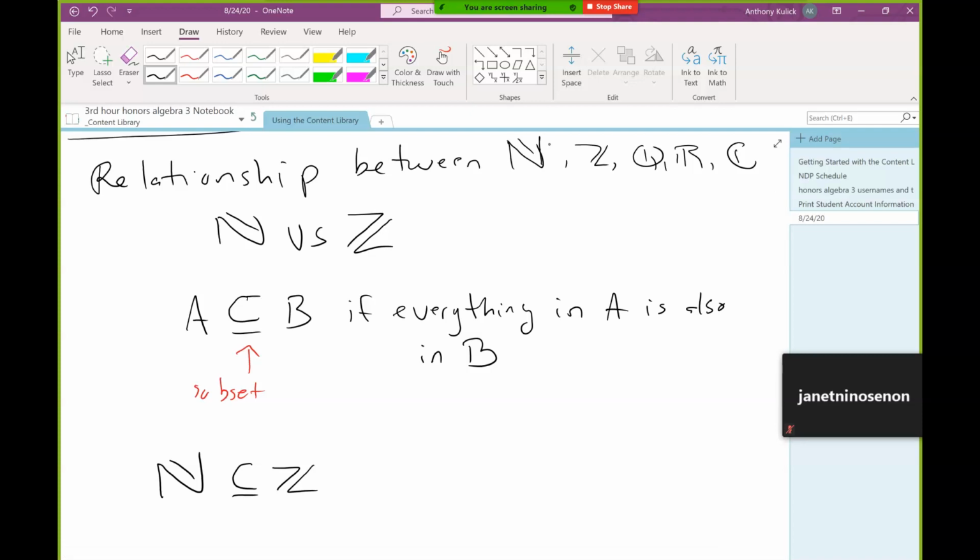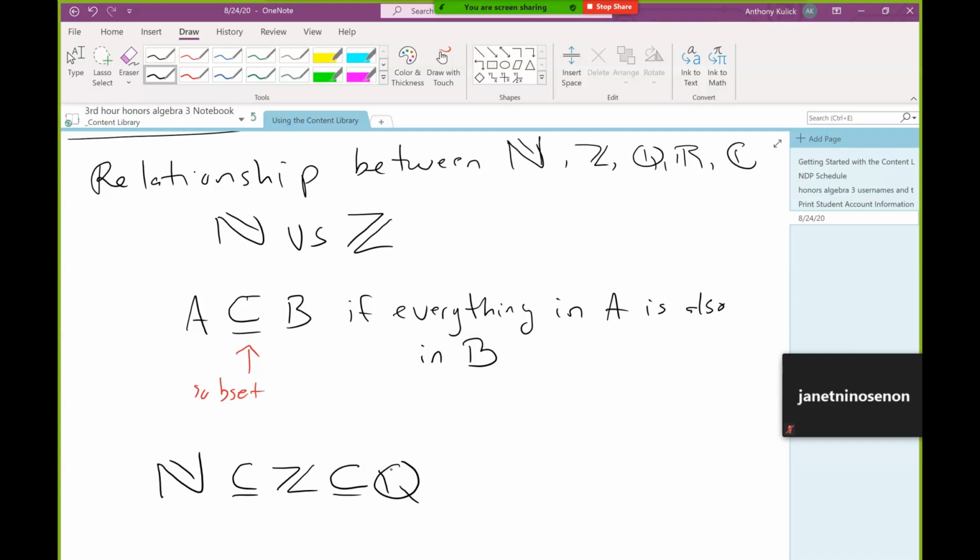What if we compare the integers and the rational numbers? Can I take every integer and write it as a fraction? Yeah, how would I do it? Just put it over 1. Yep, exactly. So it tells me the integers are a subset of the rationals. And now because the natural numbers are a subset of the integers, and the integers are a subset of the rational numbers, I also know that the natural numbers are a subset of the rational numbers, right? That chain carries all the way down.